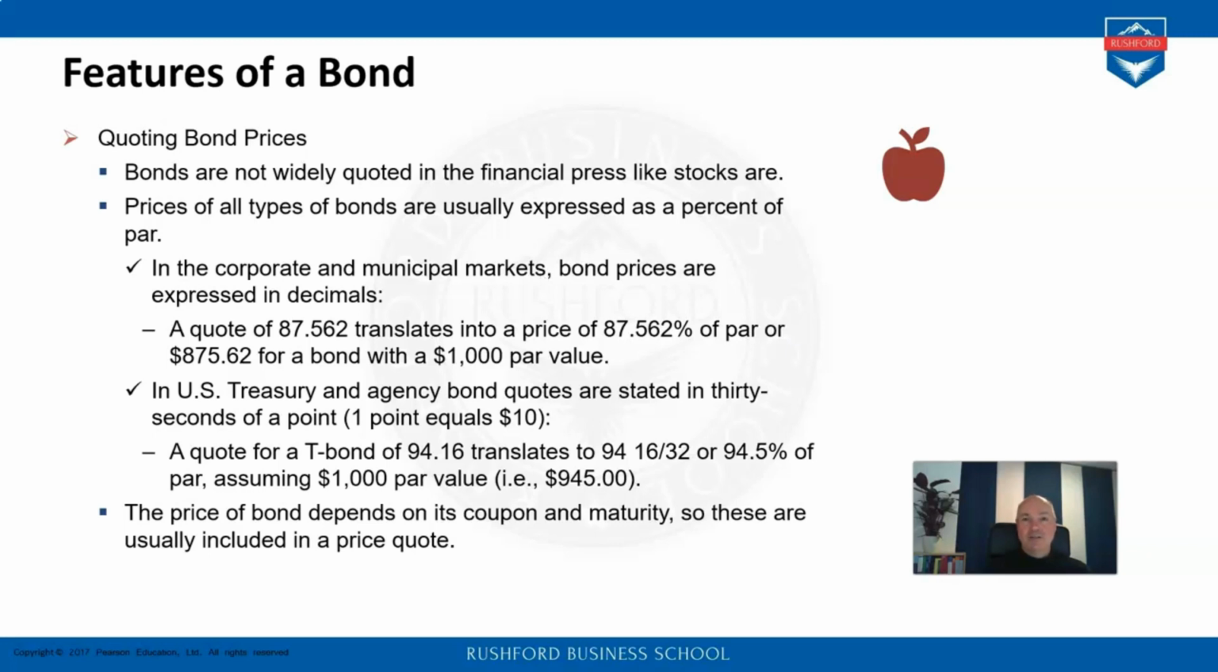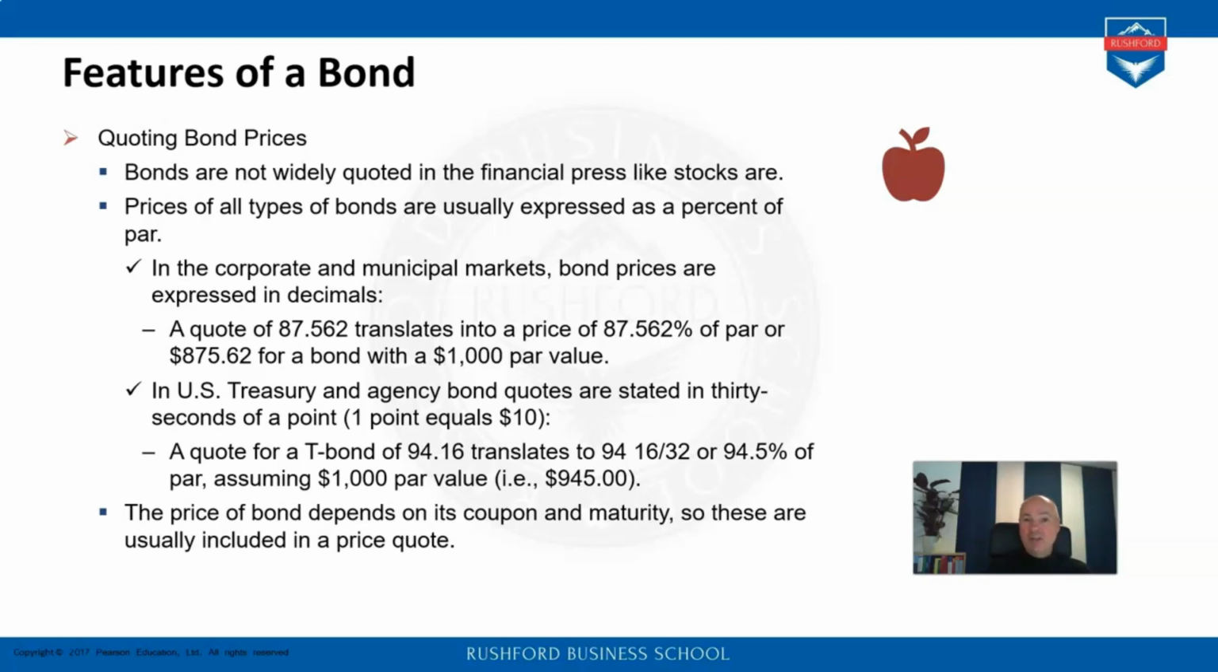So if I have a 1000 par value, there will be 100% as a quote. If I have 100 as a par value, it will also be 100%. It means that at the end of the maturity, 100% of the money will be paid back. So when we look at a quote of 87.562, it will be translated into 87.562% of par value, or 875.62 for a bond which has a par value of 1000.